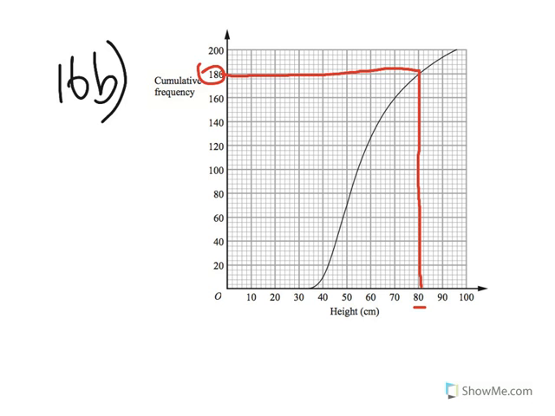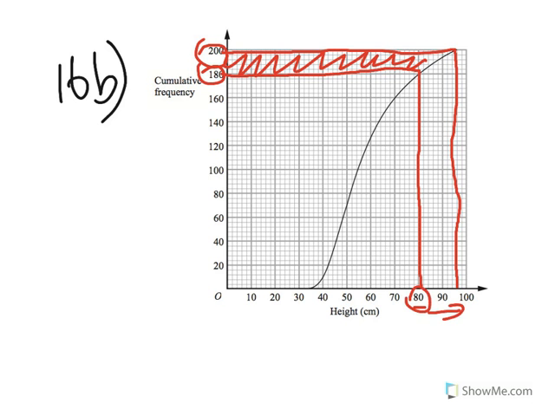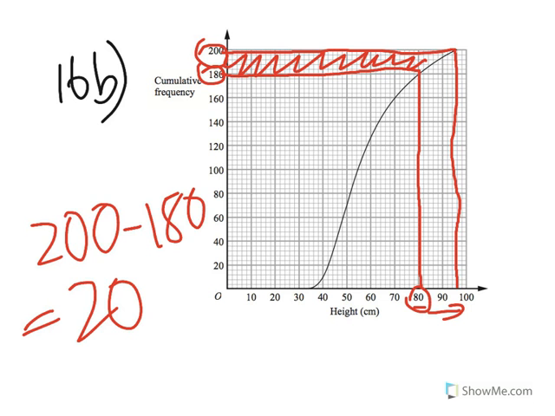Then we look at the maximum it can go up to, which is somewhere around 96 centimeters, and the value it reaches is 200. So it hits 200 as a maximum and 180 at 80. All you have to do is find the difference to get the number of plants with a height greater than 80. So just do 200 minus 180, and you get 20 plants. Your answers can lie within a range of, I think, 18 to 22.